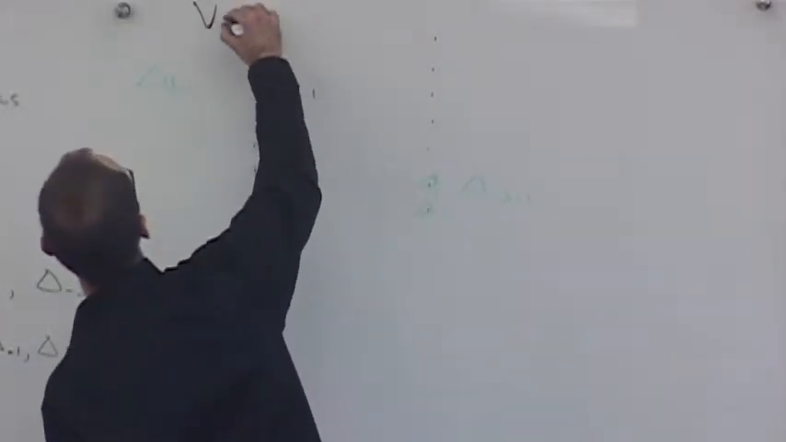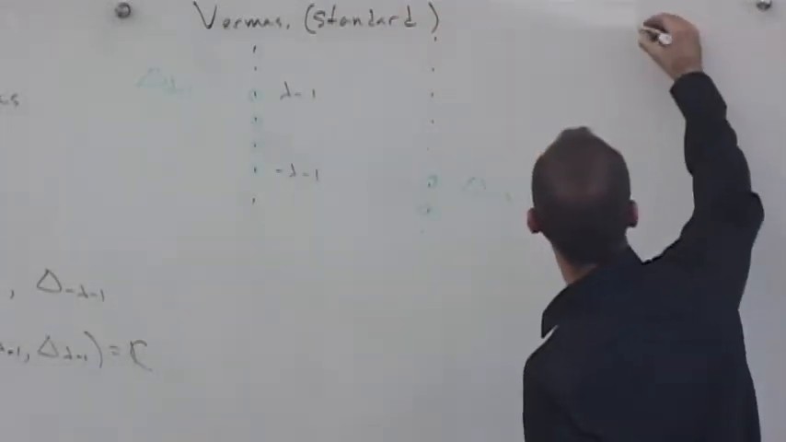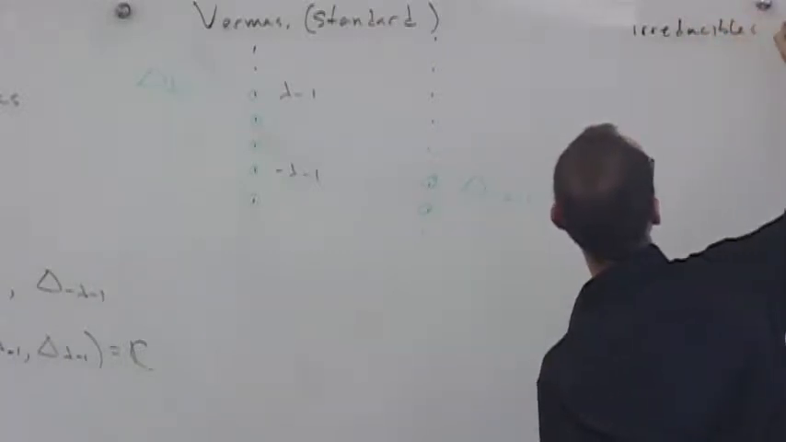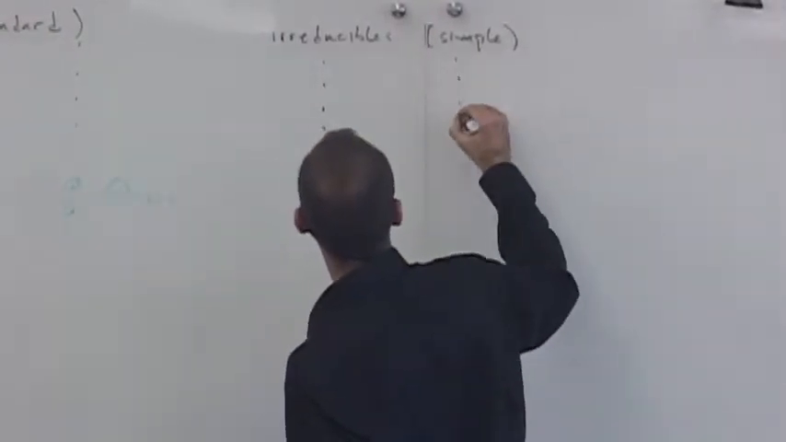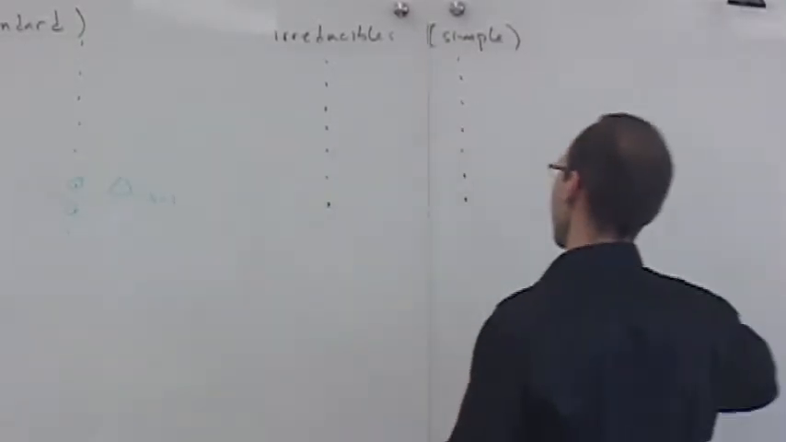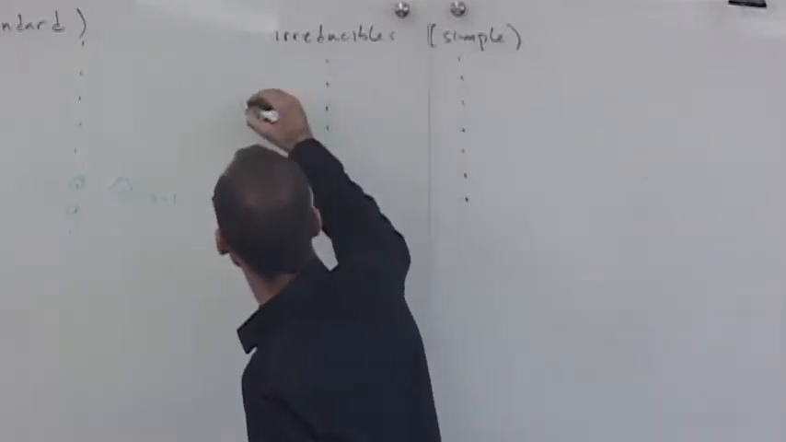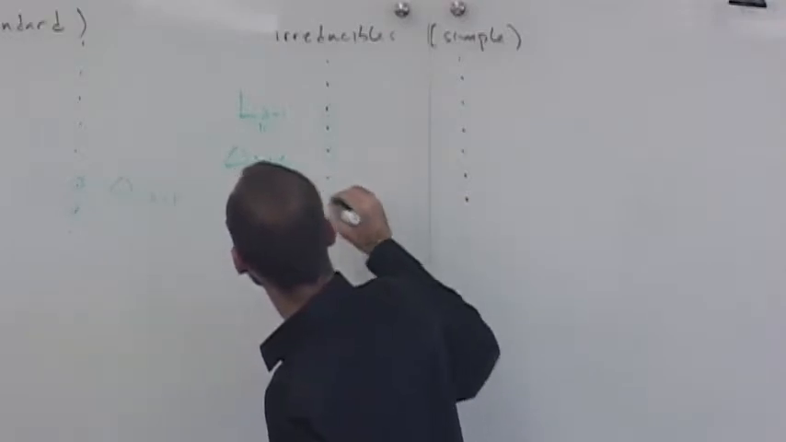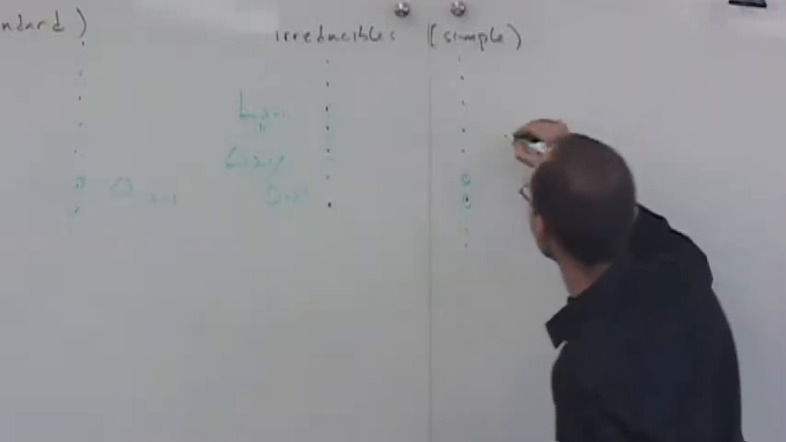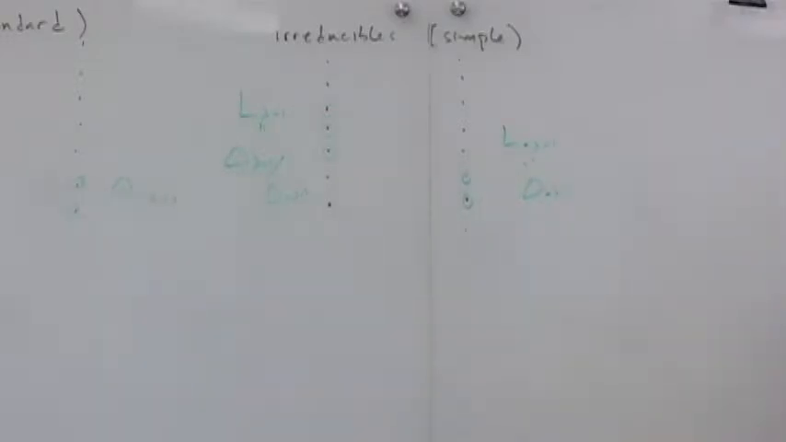So these are Vermas, or so-called standard modules. And let's look at the irreducibles. They're called simple modules. So there's a finite dimensional irreducible of dimension lambda, in fact. So this is L lambda minus 1. It's a quotient of Verma lambda minus 1 by Verma minus lambda minus 1. And the other Verma is irreducible. So L minus lambda minus 1 is simply equal to the Verma minus lambda minus 1.